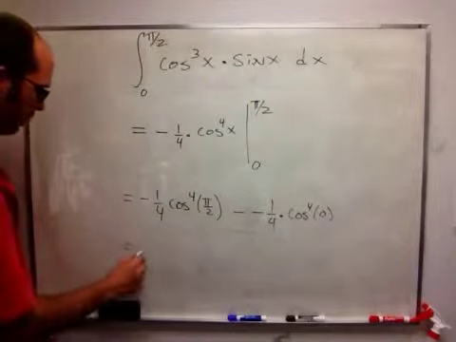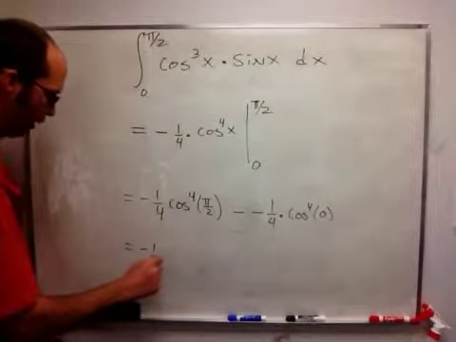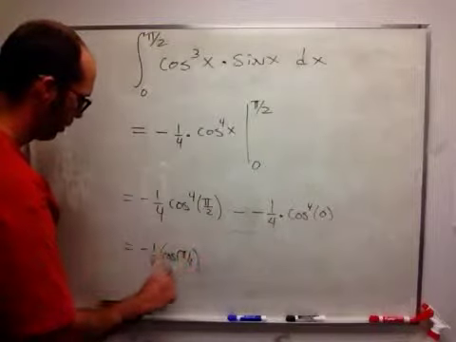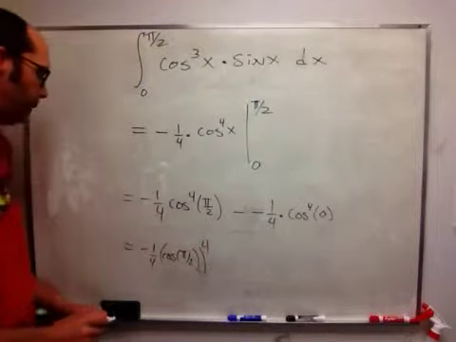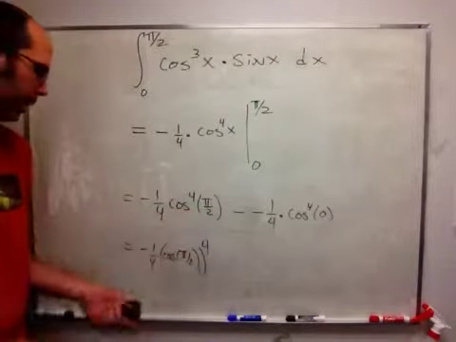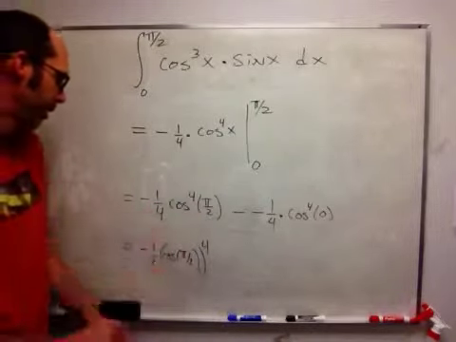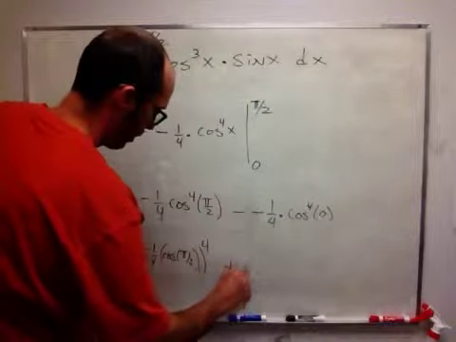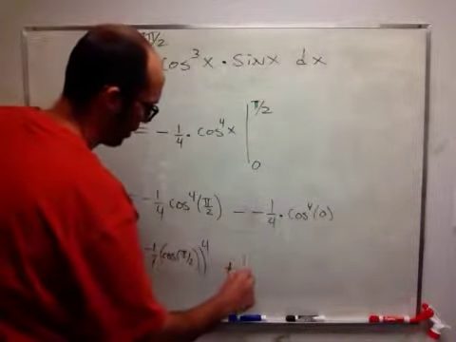Okay, so let's see, we got negative 1/4 of cosine pi over 2 to the fourth power. That's what this means. When we write cosine to the fourth of something, we mean cosine of that something to the fourth power. Plus, minus minus makes a plus.